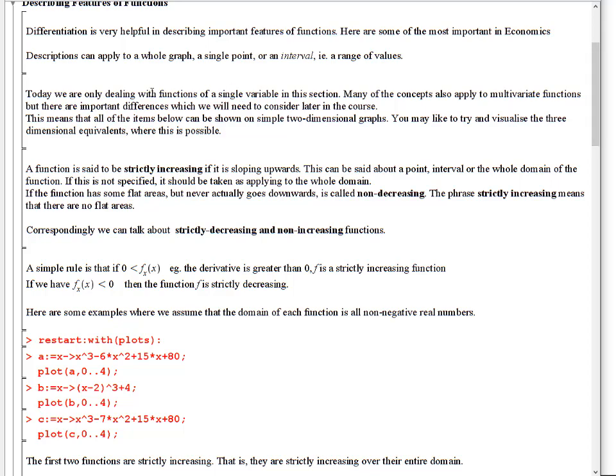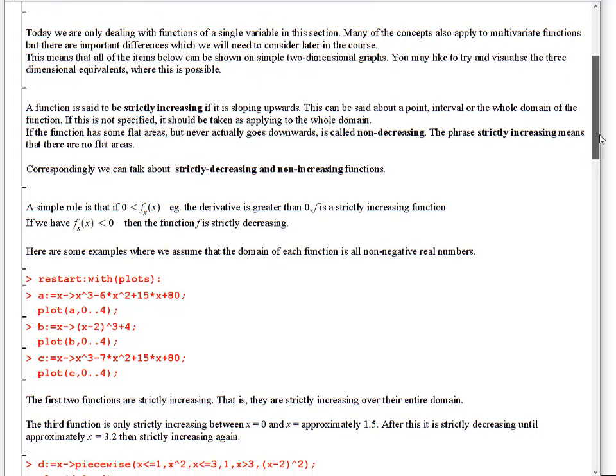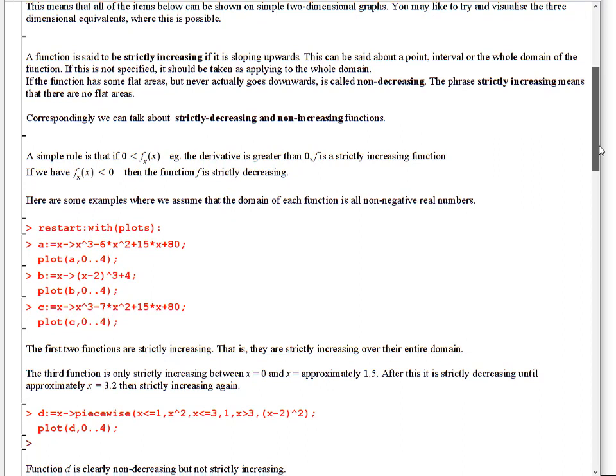Just to point out, we're talking about functions of a single variable here. It's easy to generalize to multivariate functions, but it's just simple to show it on a two-dimensional graph. So to start off with, functions have to be strictly increasing if it's always sloping upwards, which you can say about a point or an interval or a whole domain. If it's not specified, it applies to the whole domain.